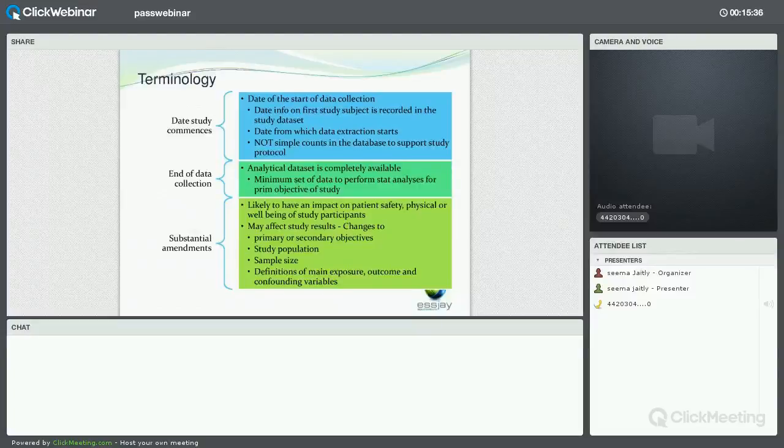The end of data collection is when you have a data set that's completely available where you can actually perform your analyses for your primary objective of that study. Substantial amendments are those that are likely to have impact on patient safety or the physical well-being of the study participants, or anything that might affect the study results. So that would be things like changes to the objectives, population, sample size, etc. And those are important because there are obligations around that when it comes to certainly your obligated studies.